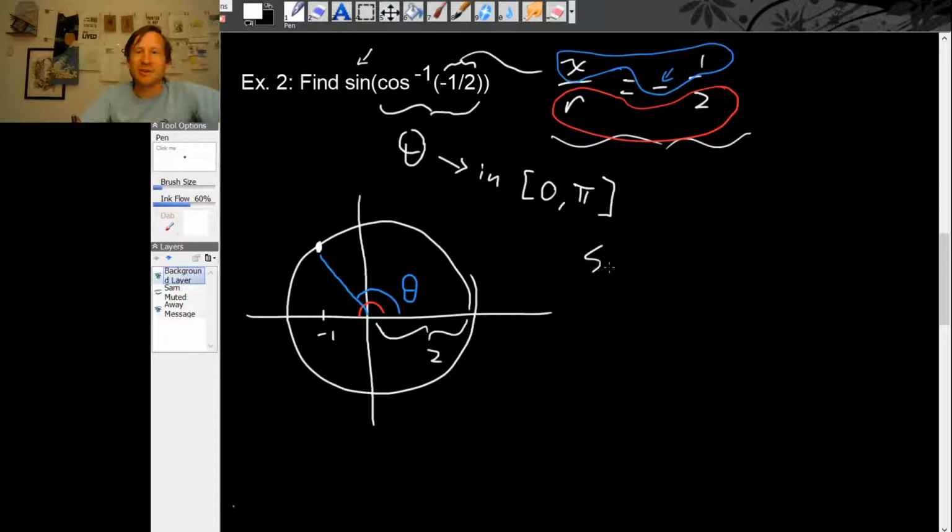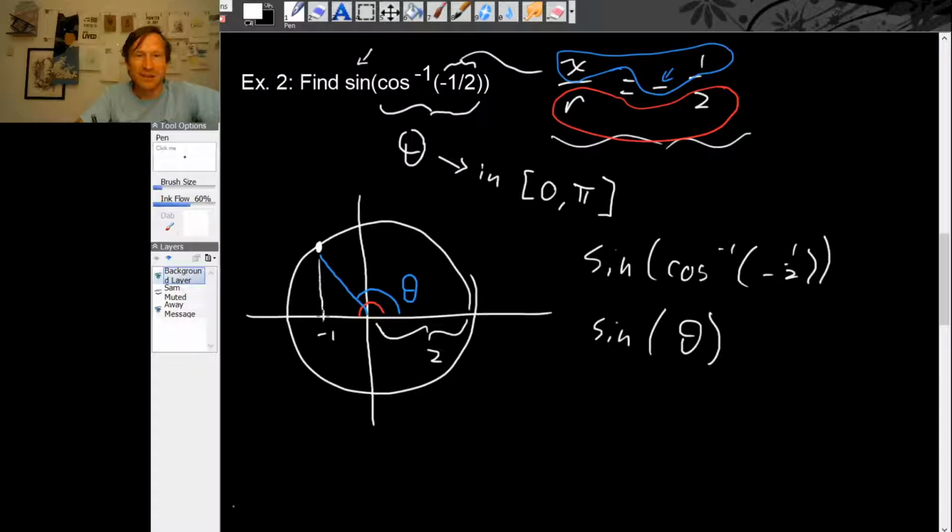Now we want to know what is sine of inverse cosine of minus a half. But inverse cosine of minus a half, that's theta. And we have a picture for theta. All we need to do is figure out what is sine of the angle theta in this diagram. Well, it's y over r. And we know what r is, it's 2. So we just need to figure out what is y.